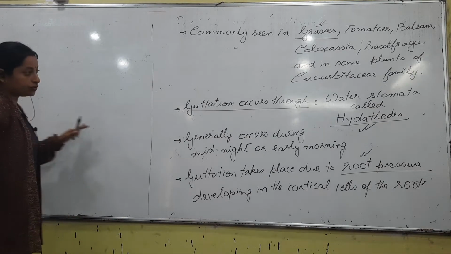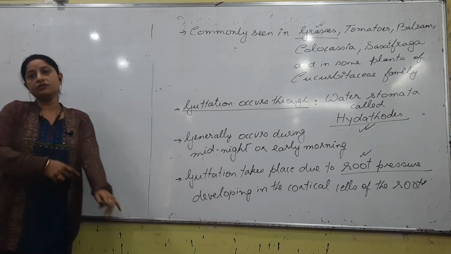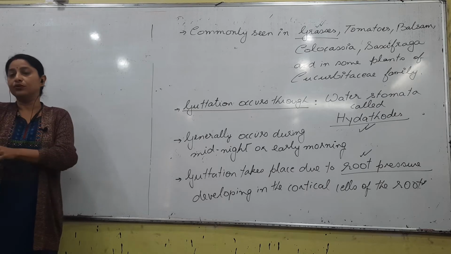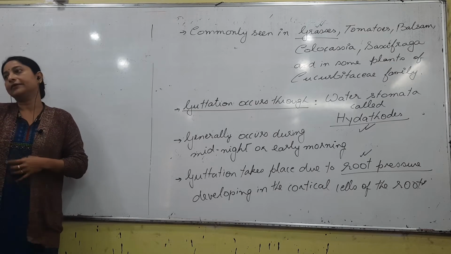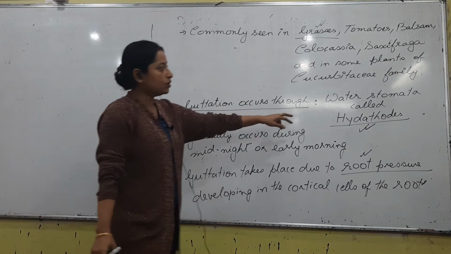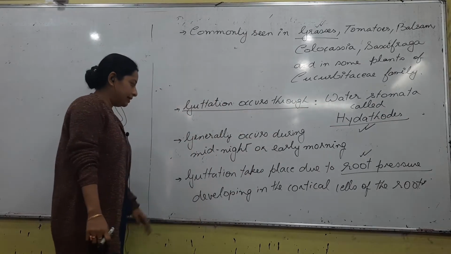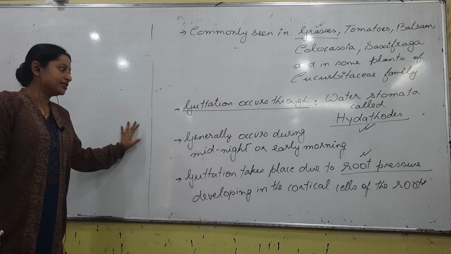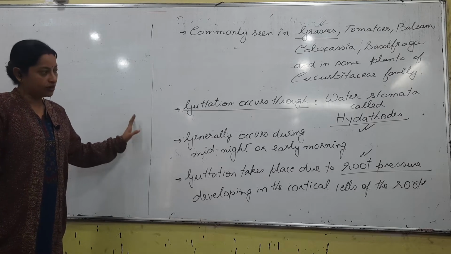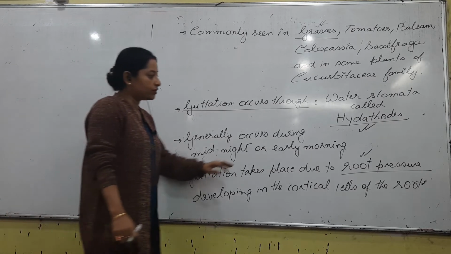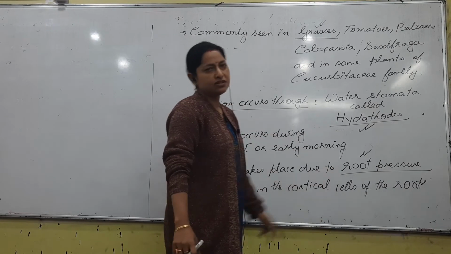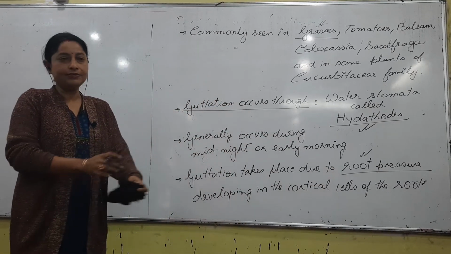Guttation occurs through, you have to know the word, hydathodes, right? Transpiration occurs through stomata, right? And so this is called water stomata. And a question could be, guttation is due to dash, it occurs due to root pressure. So these are the words that you need to remember, right?